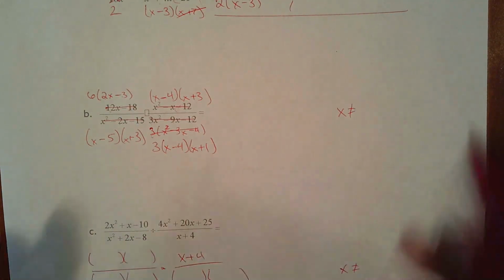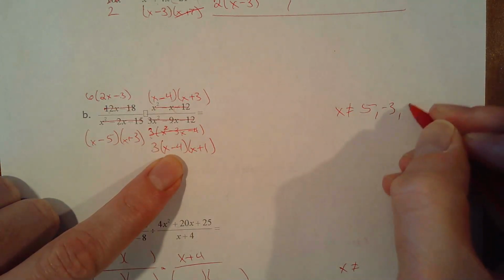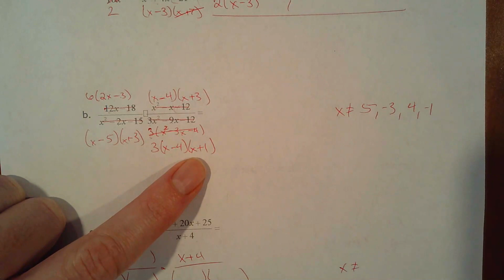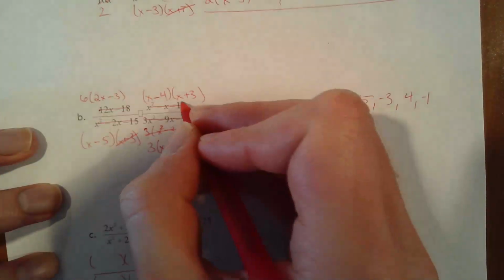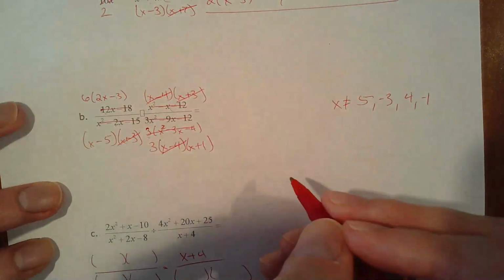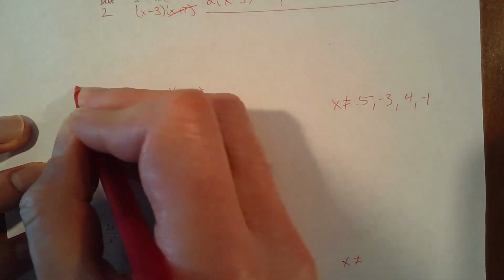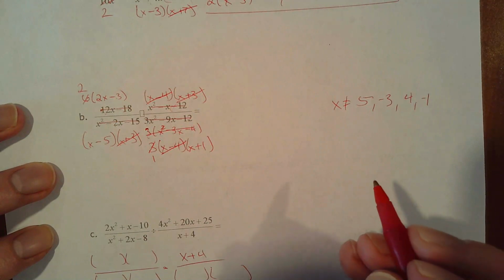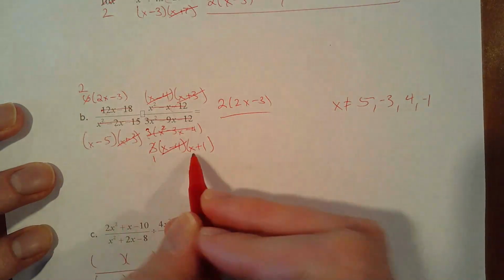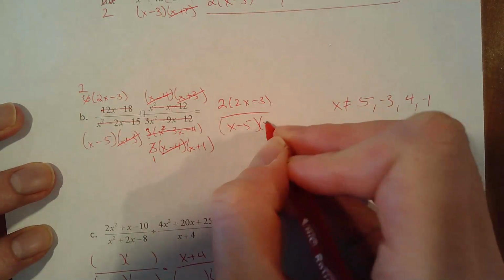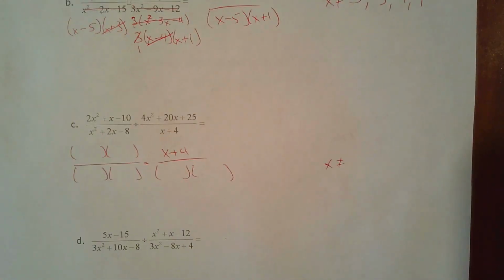So now, looking at the bottom here, x cannot equal 5. It can't equal negative 3. It cannot equal 4, and it cannot equal negative 1. So we got 4 restrictions here, and x can't equal any of those. Now start canceling. So the first one I saw, second one, and then just a 3 and the 6, that'd be a 2 and a 1. So it looks like I got 2 times 2x minus 3 on top, and then x minus 5 times x plus 1 on bottom.